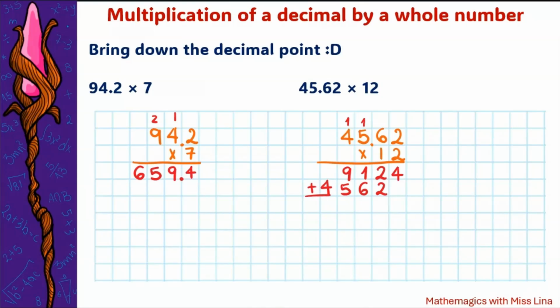And we do the addition. 4, 4, 7, 9 plus 5 is 14. We carry the 1 and 5. The decimal point, we just bring it down. 547.44. Notice that the answer is going to have the same number of decimals as the decimal that we had at the beginning. So one decimal, one decimal. And this one, same thing, two decimals, two decimals.